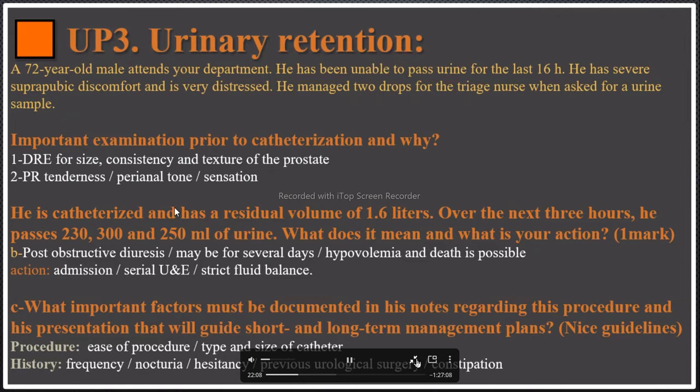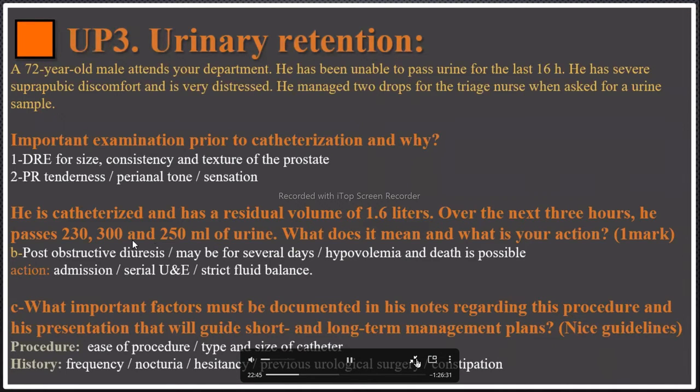He's catheterized after that and has a residual volume of 1.6 liters. Over the next 3 hours, he passes 230, 300, 250 ml of urine. So first hour 230, second hour 300, third hour 250. And he has a residual volume at the start of how much? 1.6 liters. It's too much, more than 1 liter, okay?